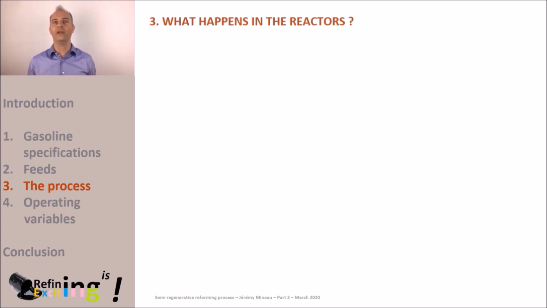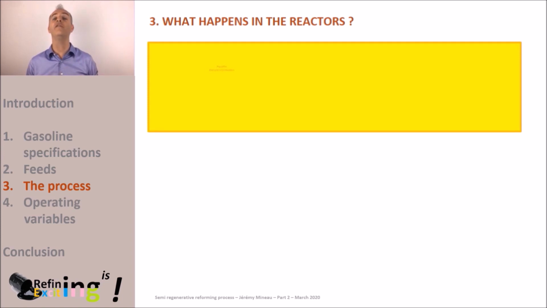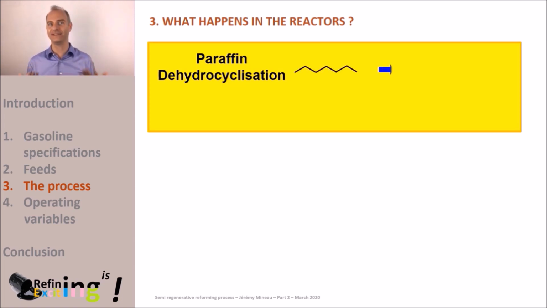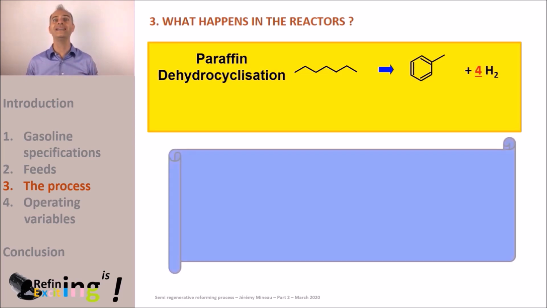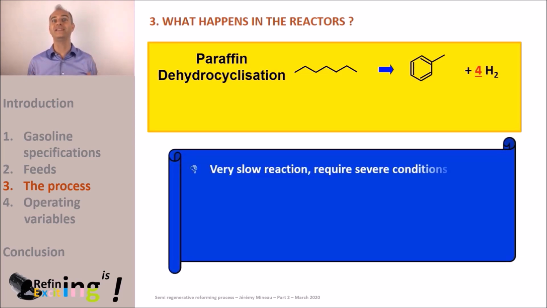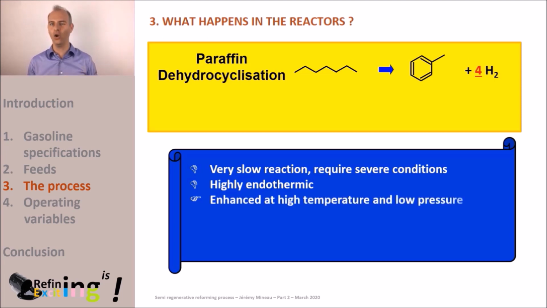The second major category of reactions that occur in the reactor is the dehydrocyclization of paraffins. This consists in cyclizing the paraffins and dehydrogenating them at the same time to produce aromatics. These reactions are extremely slow and require very severe temperature conditions. They are also highly endothermic, just like the naphthene dehydrogenation reactions. These reactions are also enhanced at very high temperatures and low pressures.